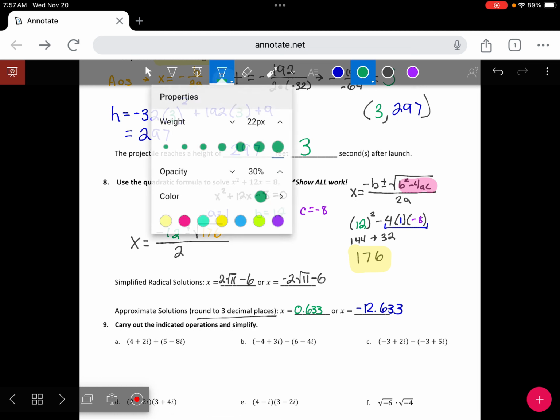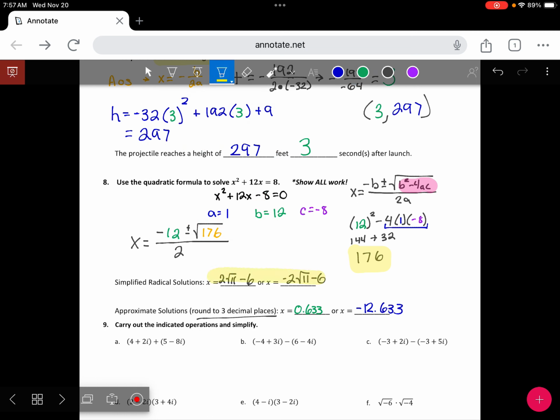So we do need to have our simplified radicals, and our decimals. You do need to have both.